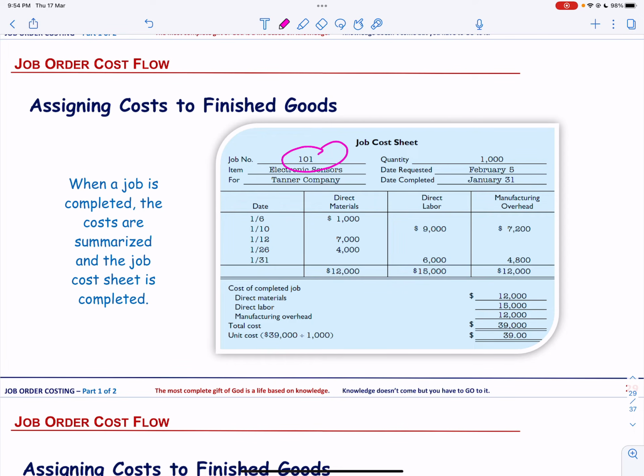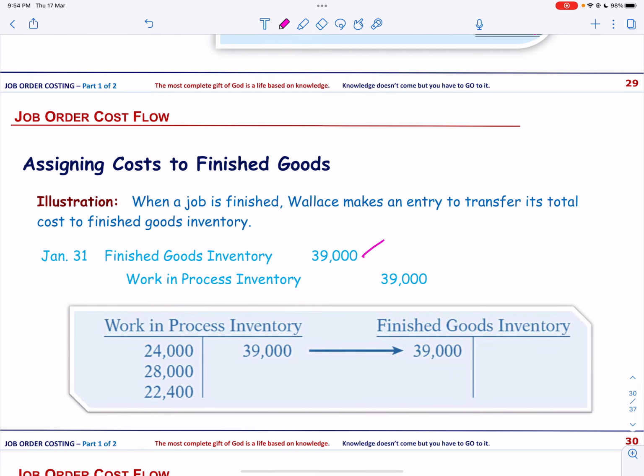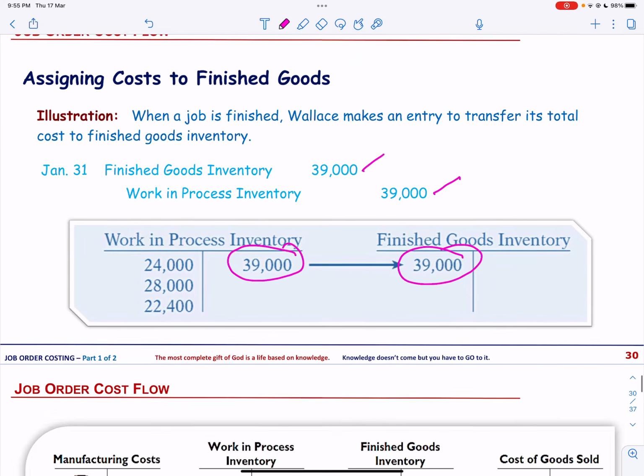The direct material used is 12,000, direct labor is 15, manufacturing overhead is 12, so the total is 39,000. The total quantity produced is 1,000, so the cost per unit is 39. So let us see how to journalize this activity in the next slide. So finished goods inventory is debited by 39 and work in process is credited by 39. You can see that the work in process reduces by 39 and finished goods increases by 39.